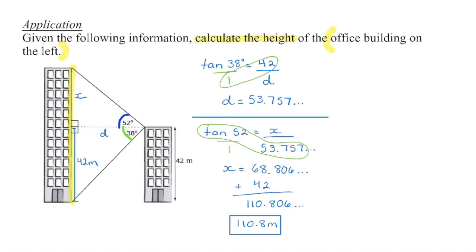Now, the reason I did use an x here is because I don't have any other variables on this diagram. I don't have a or b or c, so I can choose any variable. Whatever you choose, just make sure you label it, so whoever's looking at your work knows where that number is coming from. This is the measure of x. I'm adding to it the 42, and that's going to give me the height of the building, which when we round to the nearest tenth comes out to be 110.8 meters.